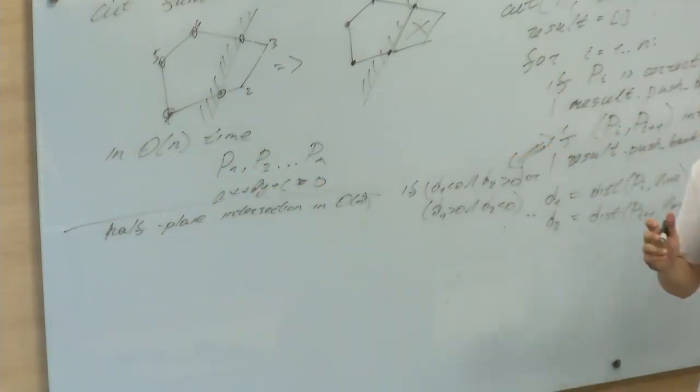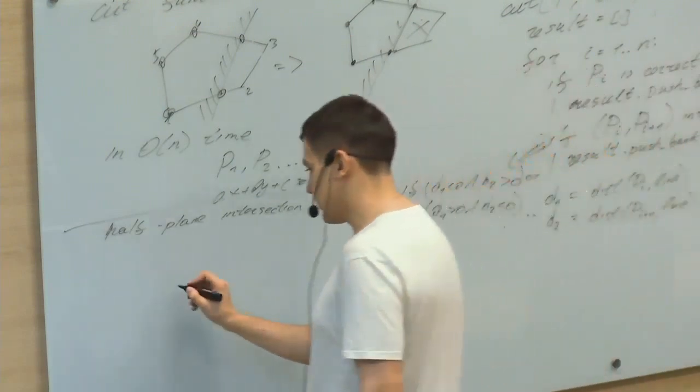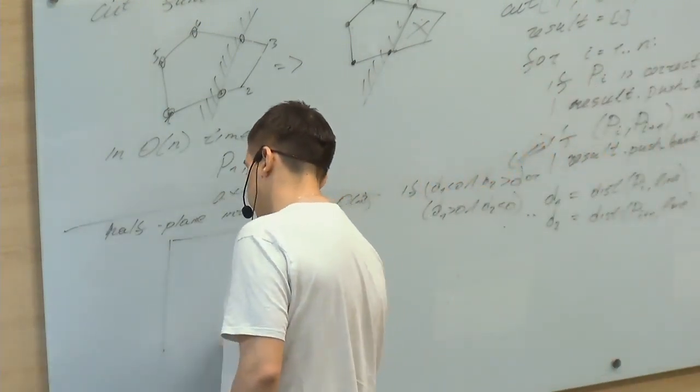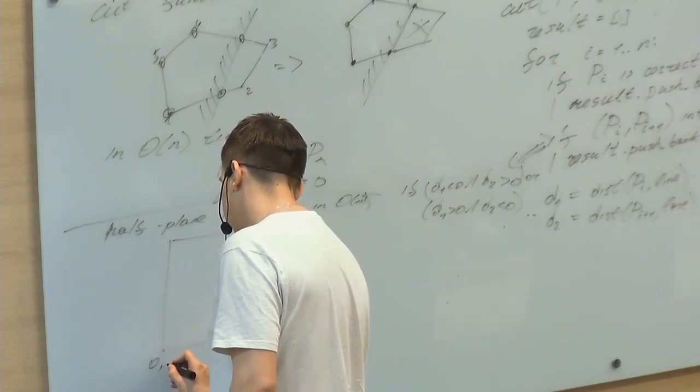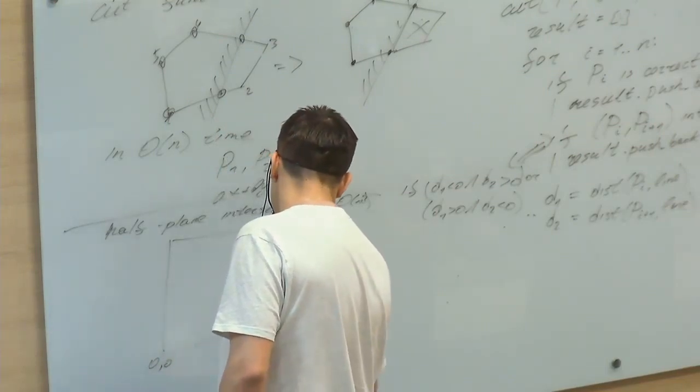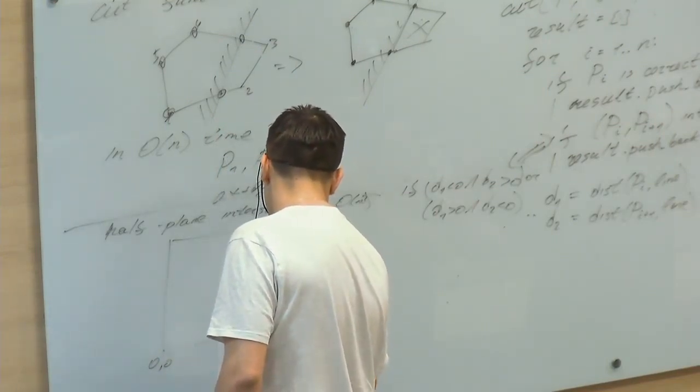Okay, so first of all, let's create a large box. So, for example, it can be a square, 0, 0, 1 billion, 1 billion.